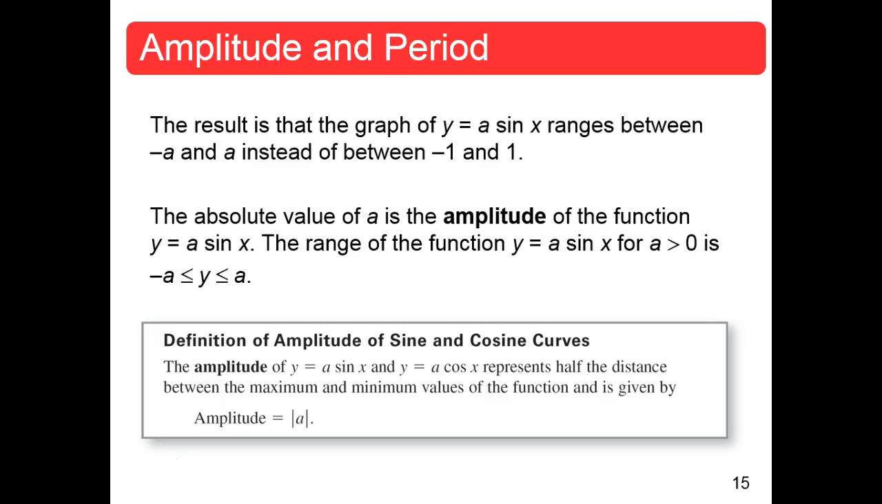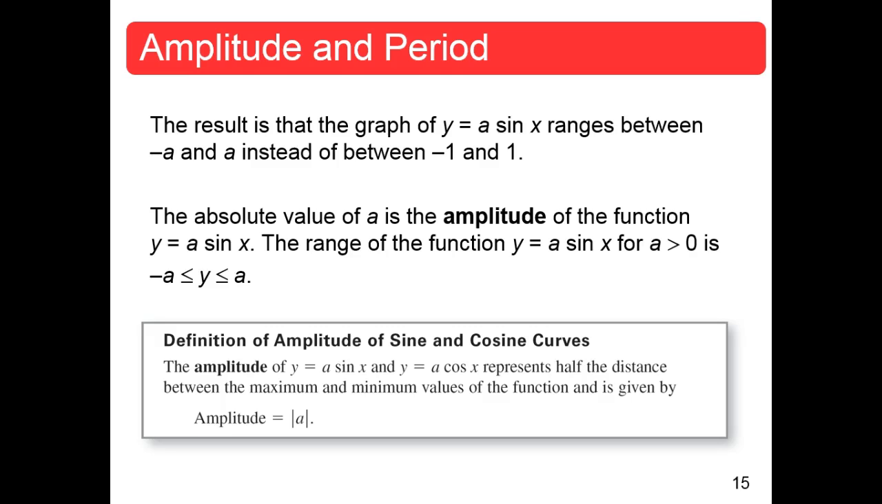So here's the definition of the amplitude of sine and cosine curves. The amplitude of y is equal to a sine theta or y is equal to a cosine theta is represented by the magnitude of the a. Okay? Now, another way to look at that is half the distance between the minimum and maximum. Because if you think about it, the a is going up a or down a. So the difference between those two is twice the amplitude. Okay? So that's why they say half the distance between the maximum and minimum values.